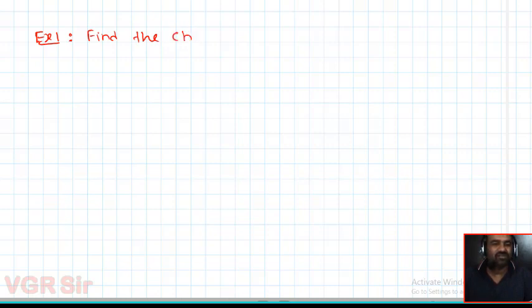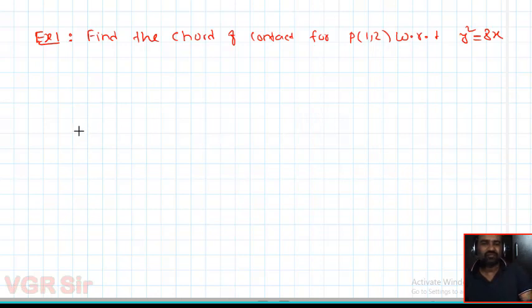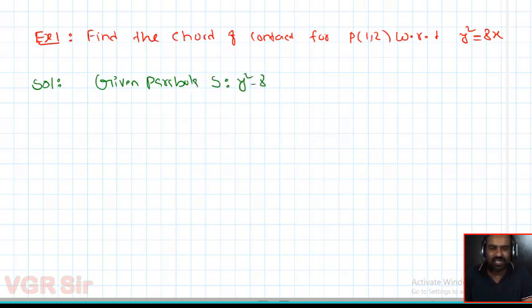Okay, one example problem. Example 1. Find the chord of contact for some point, say P (1, 2), with respect to y square equal to 8x. Okay, solution. Students, observe here. Given conic or given parabola, what is S? That is y square minus 8x equal to 0. Chord of contact.